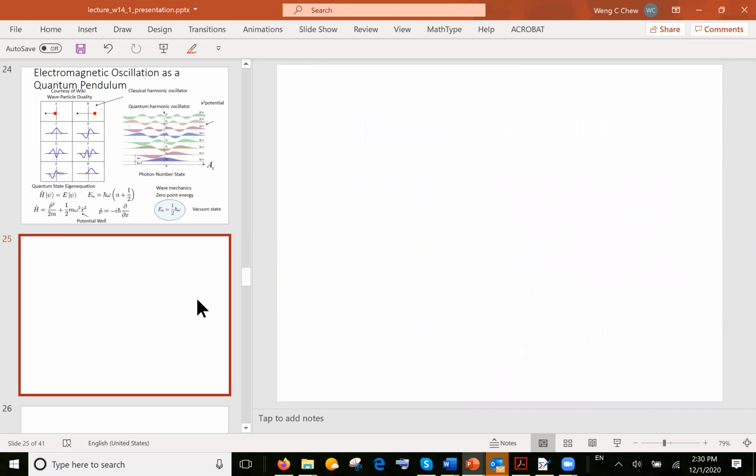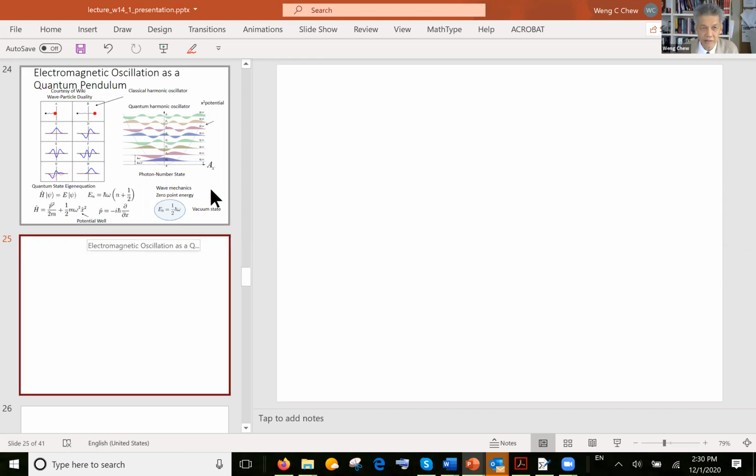I have a question. Yeah, sure. What will happen with the eigenstates and eigenvalues of energy if the potential well has a different shape, say x to the power 4 or something like that? Oh, then it's not a simple harmonic oscillator anymore.